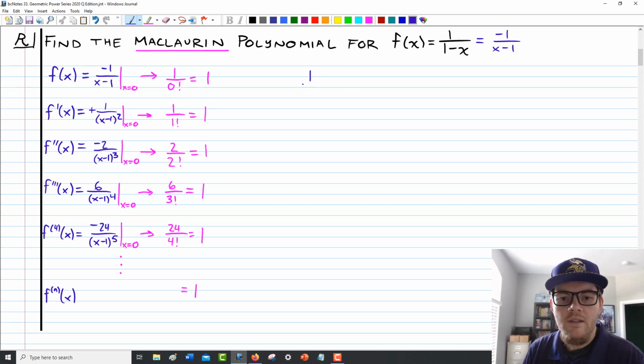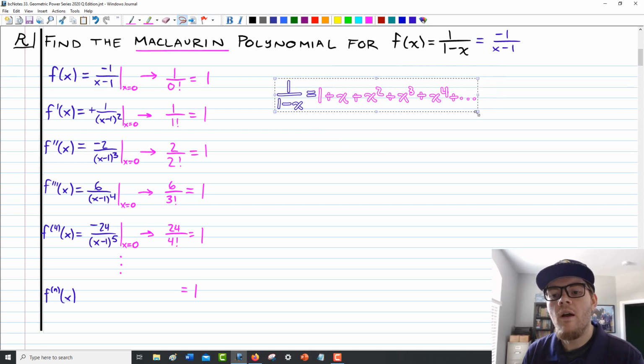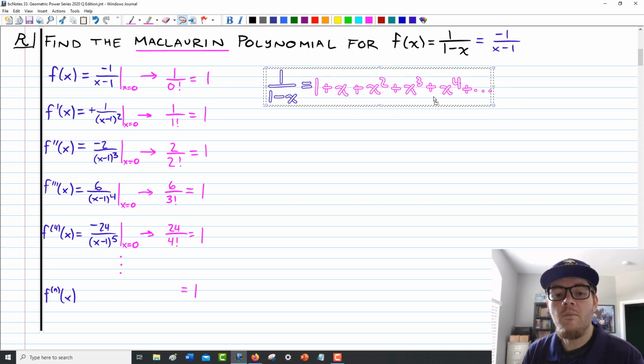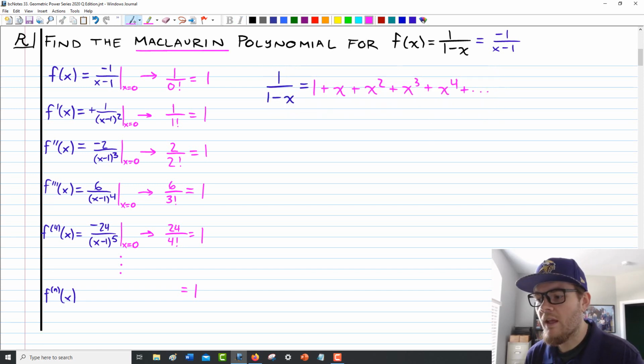What that means for us is that if we combine all this information together, we can state that 1 over 1 minus x is equal to 1 plus 1x plus 1x squared plus 1x cubed plus 1x to the 4th. At this point, I would hope that although we have not seen this particular Maclaurin series before, you would recognize that this is actually a familiar foe, or friend, depending on what you're thinking. The truth is, this is pretty easy to generate a general term for. It looks like every single time we're adding just x to the n power.